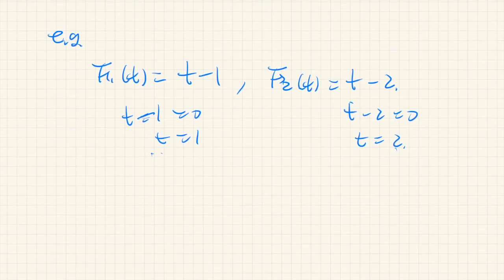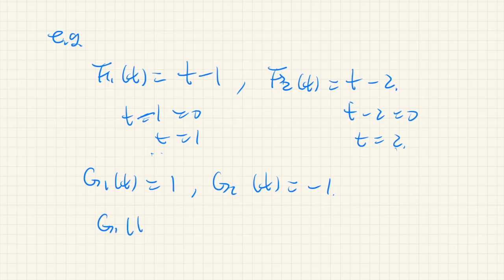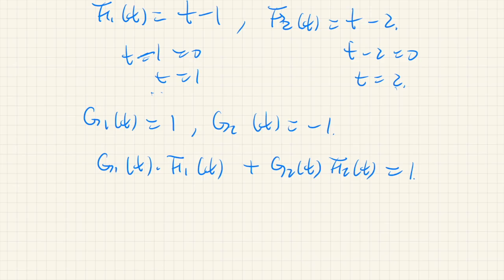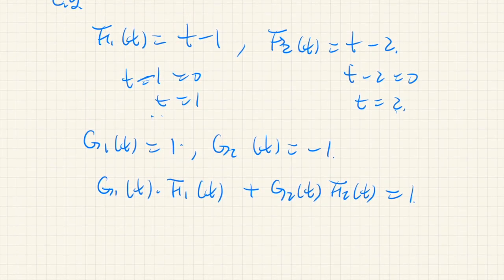In this case, if we set g1 of t equal to 1 and g2 of t equal to negative 1, then we have g1 of t times f1 of t plus g2 of t times f2 of t equal to 1. It's just 1 times this and negative 1 times this. If you do that, you get 1. So this holds.